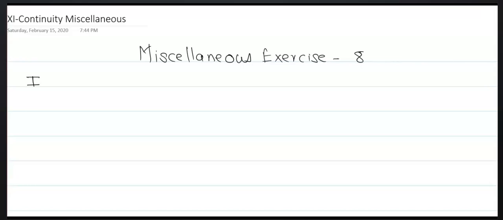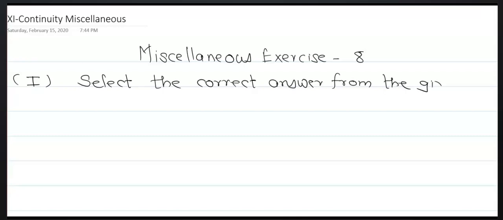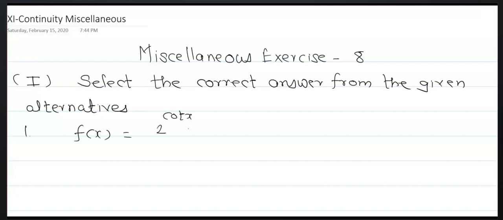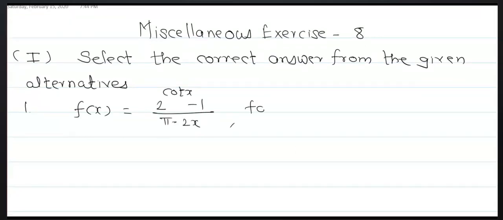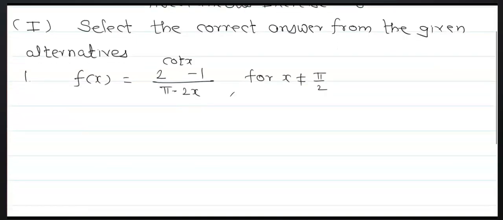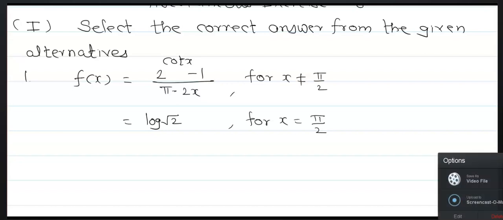Miscellaneous exercise set. Select the correct answer from the given alternatives. f of x is equal to 2 raised to cot x minus 1 upon pi minus 2x for x not equal to pi by 2, and f of pi by 2 is equal to log of root 2, that is at x equals pi by 2.